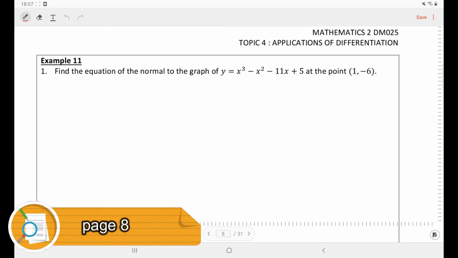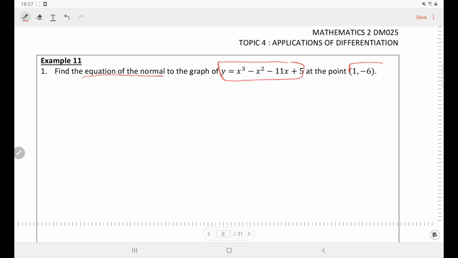11, we need to find the equation of the normal to this graph. So we are given the curve and then given the value of X and the value of Y. Okay, so for this one, please do it by yourself.